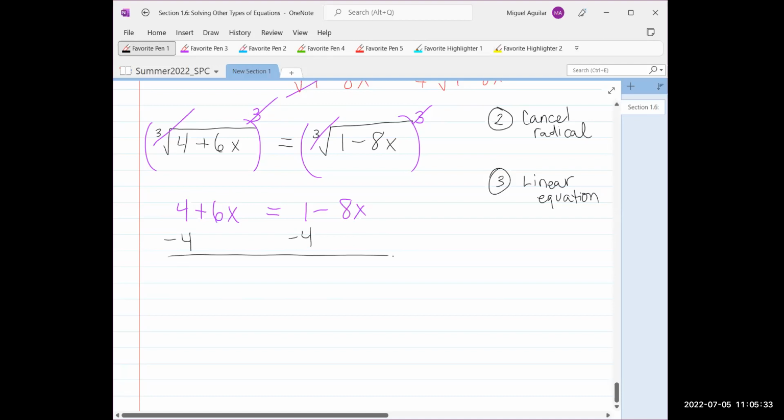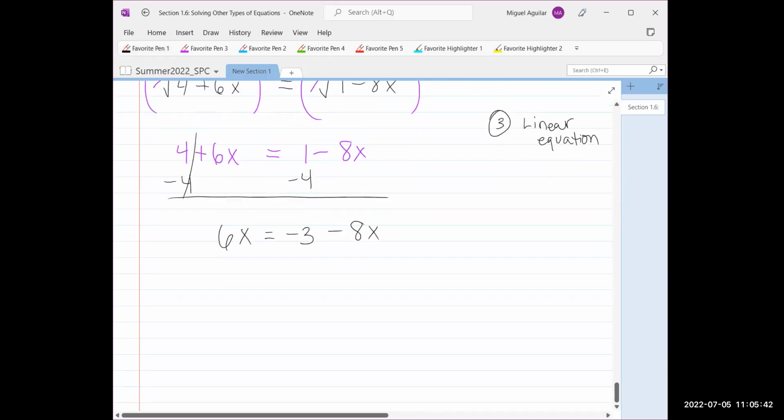Yeah. So I'll have 6x is equal to 1 minus 4, which is -3, minus 8x. Okay. Then I like to get my variables over to the other side. So I'm going to move this by adding 8x to both sides. Are you guys okay with that?